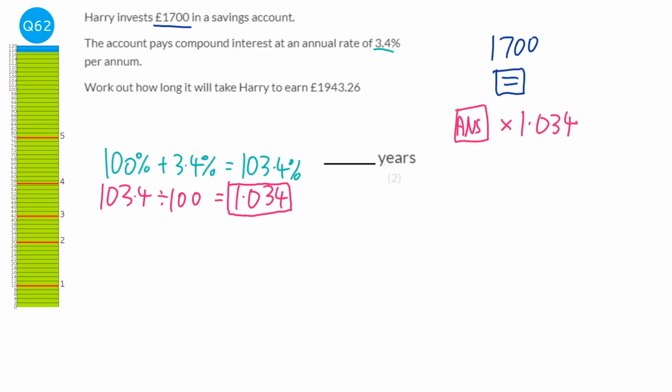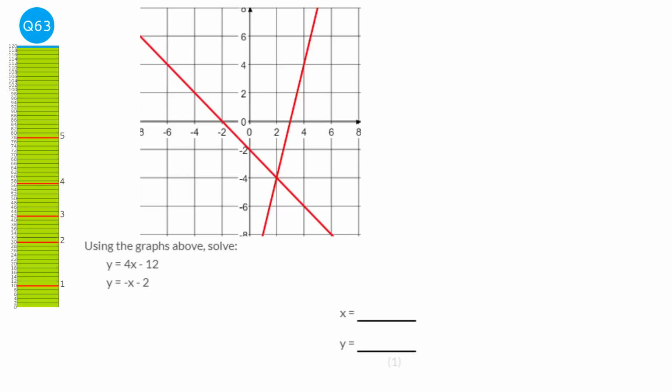£1,757.80. Now, when we press it again, that would be after the second year. So it puts in the 1,757.80 as this answer here, and then raises that by 3.4%. So we've got to keep pressing equals and count how many times we press equals to get to £1,943.26. And you'll find that on the fourth press of the equals button, you will get £1,943.26.